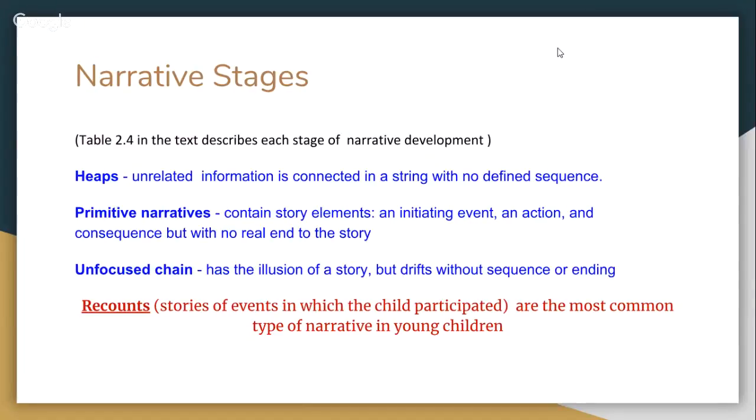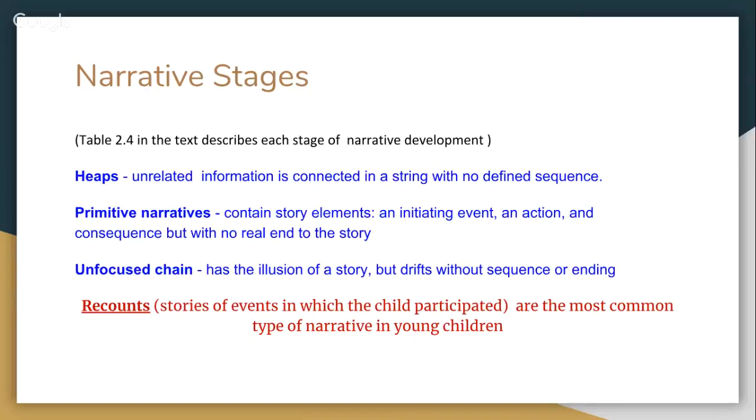Narrative stages go through specific patterns of how children tell stories. In a heap, a child tells a story that has completely unrelated information. They're connected in a string, but there's no defined sequence. So it's similar to the I like oranges, I ate an apple, it's all gone.